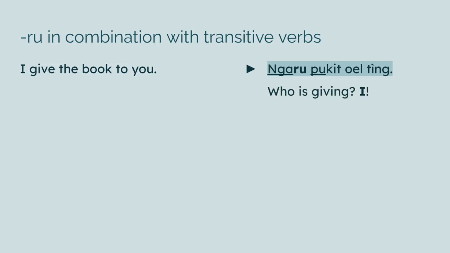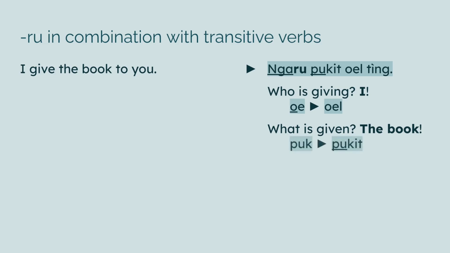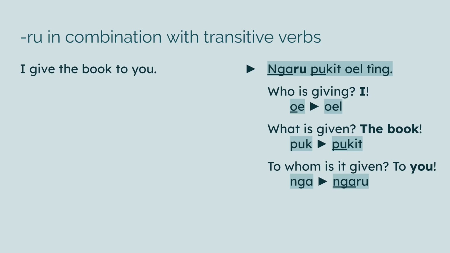First of all, we have to ask who is the one giving. So who's the subject? I am giving something, so I am the subject. So oe changes to wel. Next, what is given? What do I give? The book. The book is being given. So the book is the direct object and gets the t ending. Book becomes bukit. And lastly, to whom is it given? To you. So you are the indirect object and you get the ru ending. So nga changes to ngaru. And this is how we get our full sentence. Ngaru bukit welting.